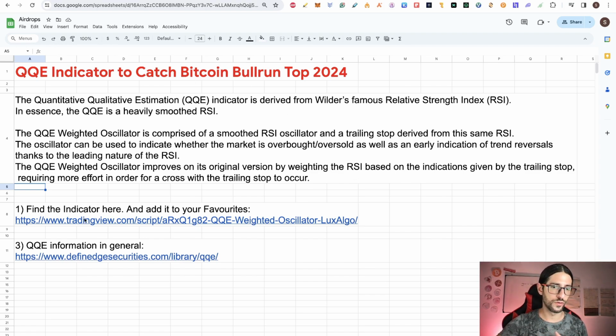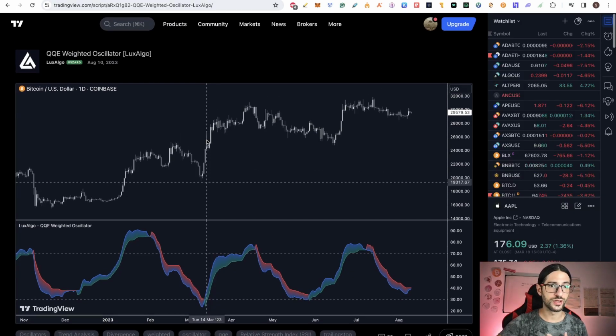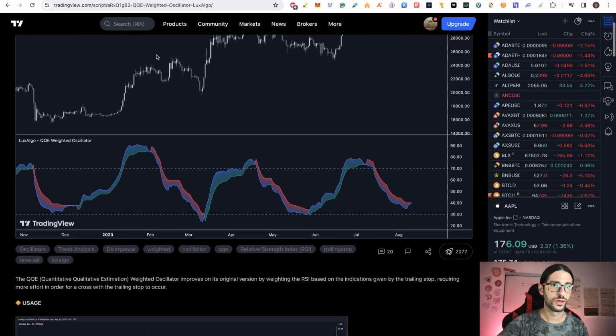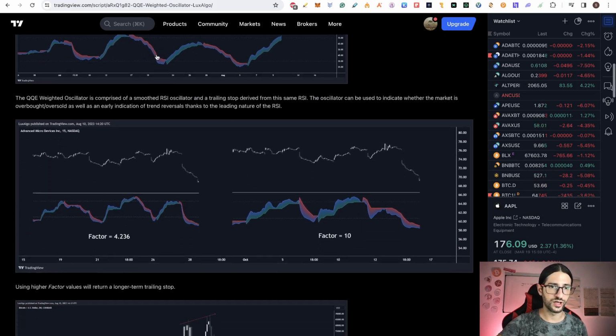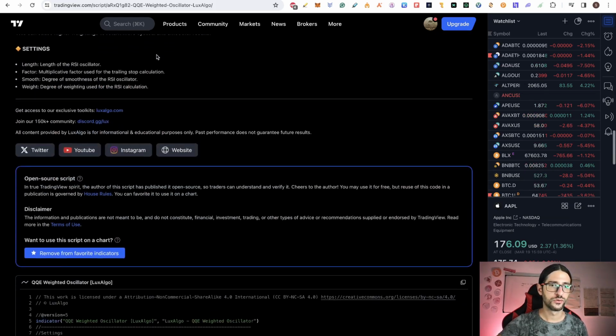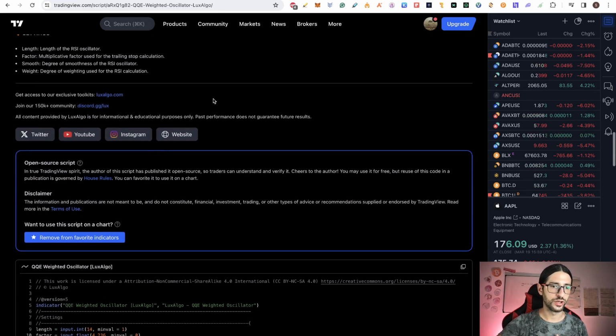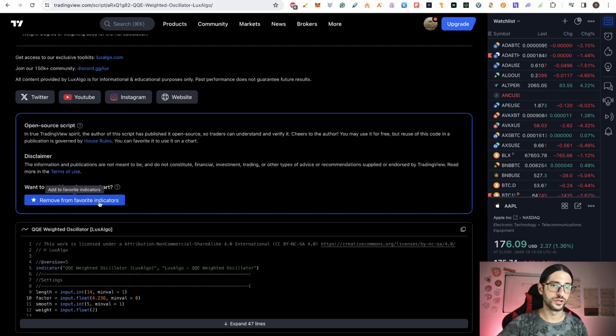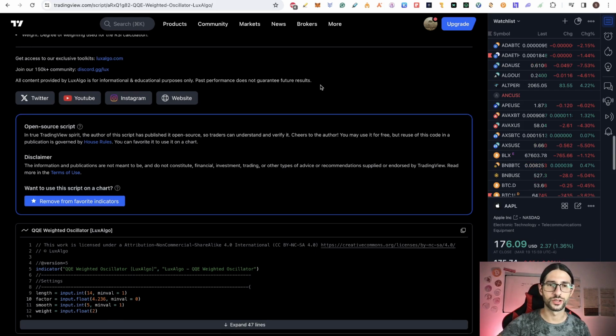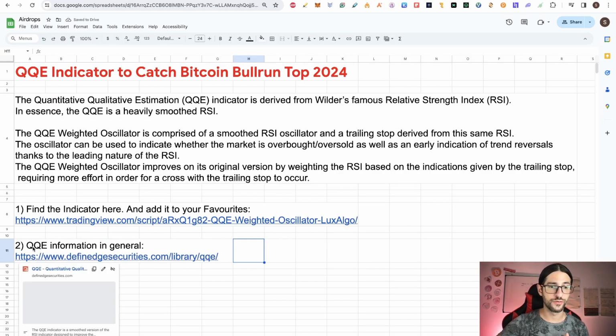On point 1 you will find the TradingView page of this indicator. So we are here, and remember this is from LuxAlgo. You can add it freely into your TradingView platform, so you have a lot of information about how this works, and here you can add it to your favorite indicators. So you just click this blue button and you will have it in your toolbar. And here I just put some more general information about the QQE, so you can understand in more depth how this indicator is calculated and works, if you want.